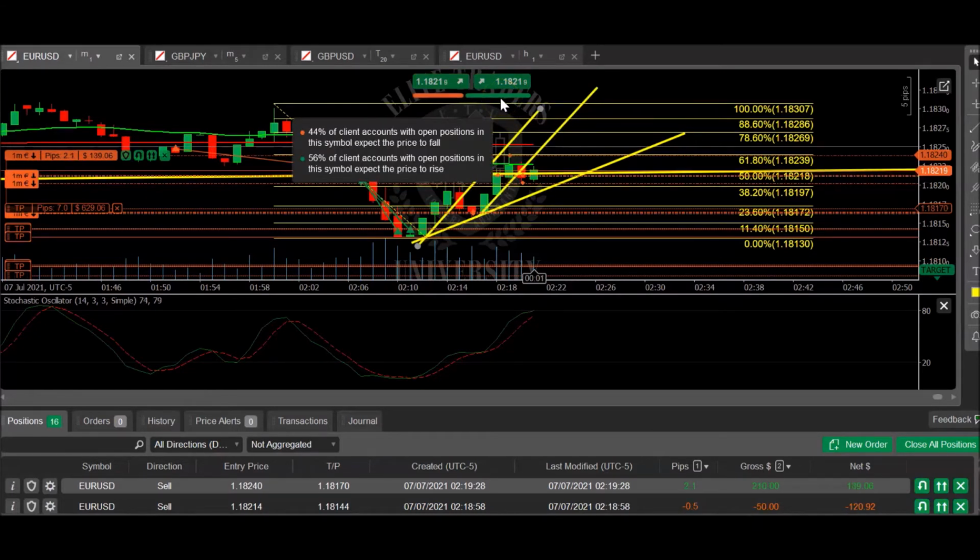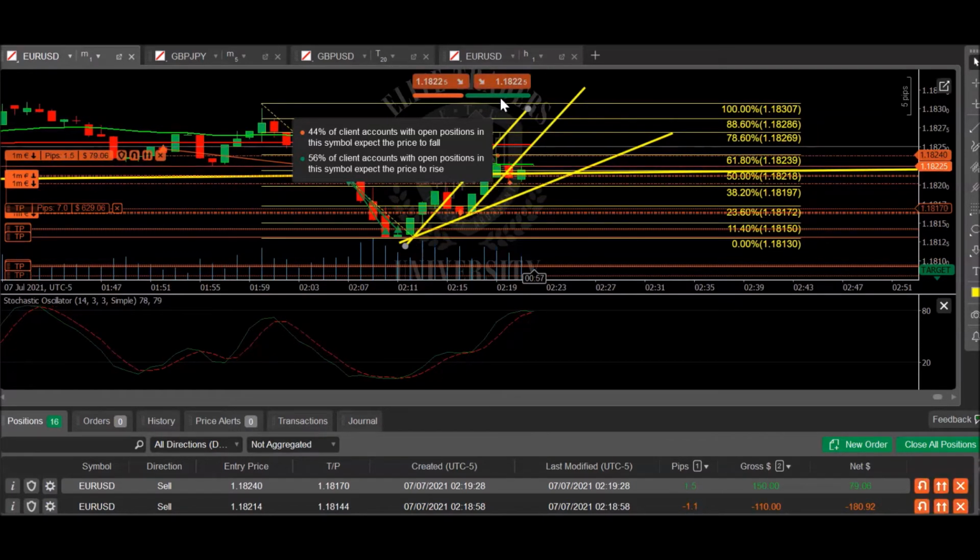Roughly equally matched, 44% of client accounts with open positions in this symbol are betting on it to fall, while 56% of client accounts with open positions in this symbol expect prices to rise. And so we have losers must pay winners, and there are far more people long than short. It's not a dramatic amount, 56-44, it's almost 50-50.